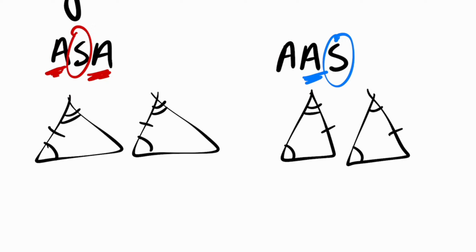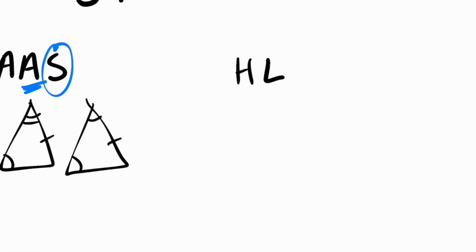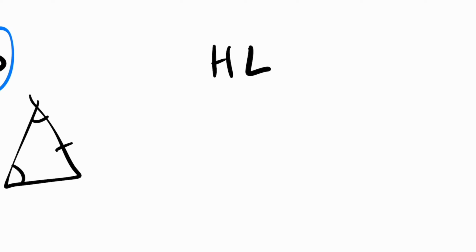All right, and then that brings us to hypotenuse leg. Now, hypotenuse leg is a special case type of theorem that only applies to right triangles. So you think about, where have you heard the word hypotenuse before?